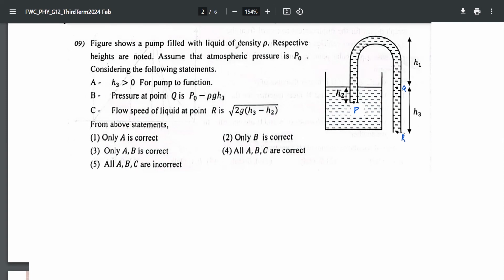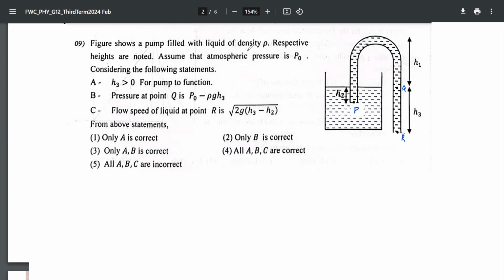Figure shows a pump filled with liquid of density rho. What do you call this object? I can't remember the Tamil word. We call it a siphon. When was this used especially? A few years back, when people wanted to take petrol out of their tanks, they used this. And do you know, a boy tried to take petrol out and he drank or inhaled petrol and he actually died. Okay, so don't do that.